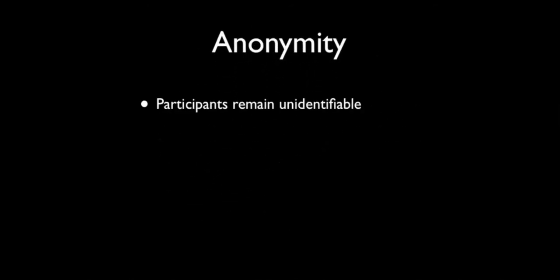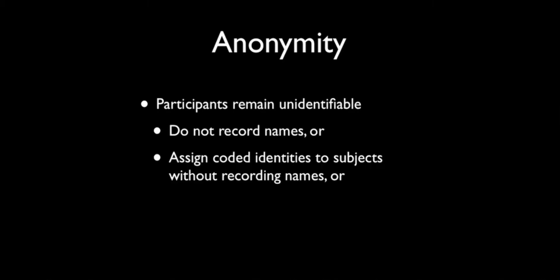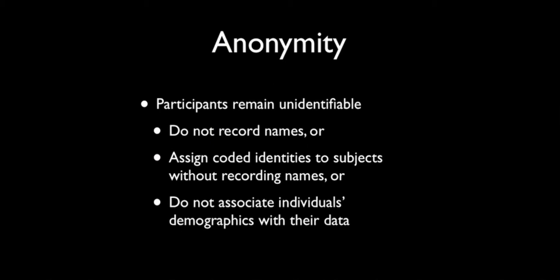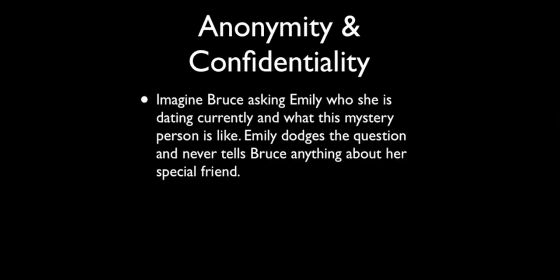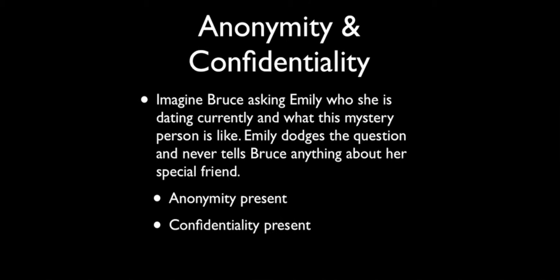Anonymity, on the other hand, suggests the participants' identities are never revealed. So perhaps you do not record subjects' names, or you assign coded identities to your subjects. Or perhaps you arrange things so that personal information is not associated with their data. Those are methods you might use to maintain subject anonymity. Now imagine Bruce asking Emily who she is dating, but Emily artfully dodges the question and does not reveal anything about the person she is dating. Now we have both anonymity and confidentiality.